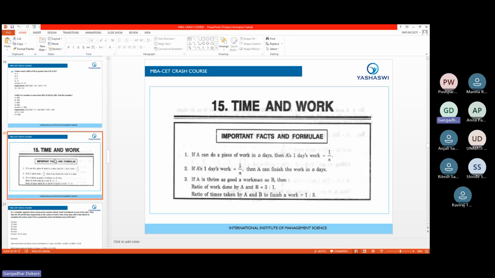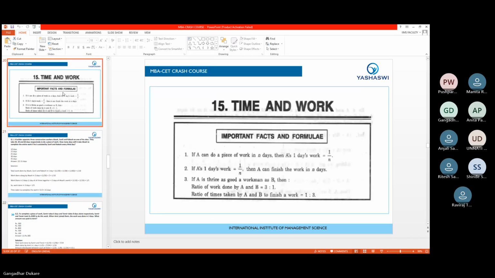The problem of percentage is simple to calculate. Now we are going to understand the fourth concept, that is time and work. Some problems on time and work. Let's go through revision of these problems.